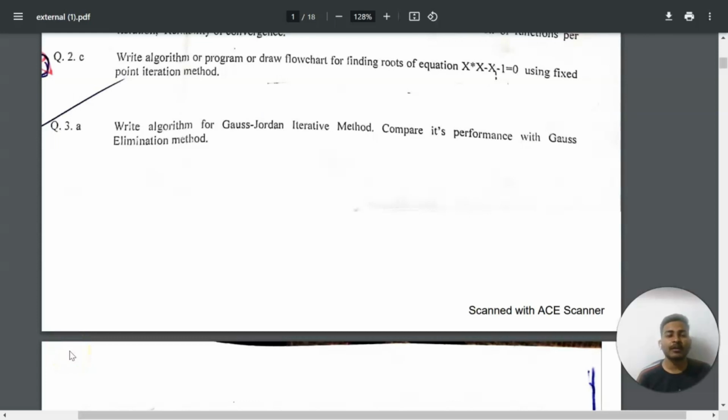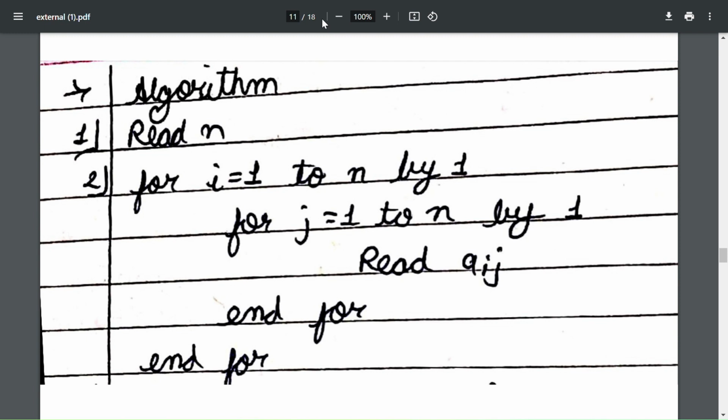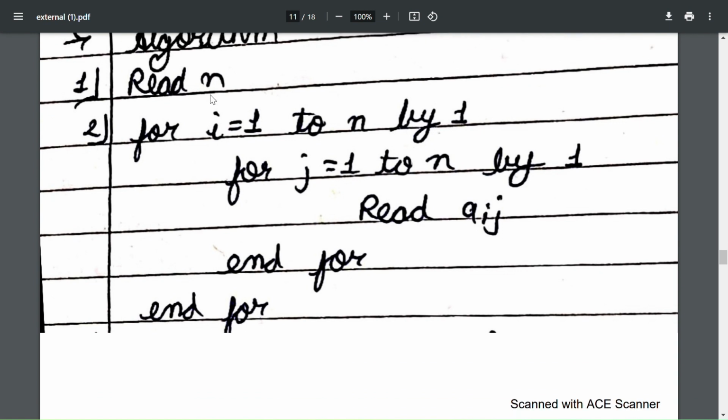Now our third question is: write an algorithm for the Gauss-Jordan iterative method and compare its performance with the Gauss elimination method. So this is the algorithm for the Gauss-Jordan iterative method. The first step of this algorithm is to read n from the user.